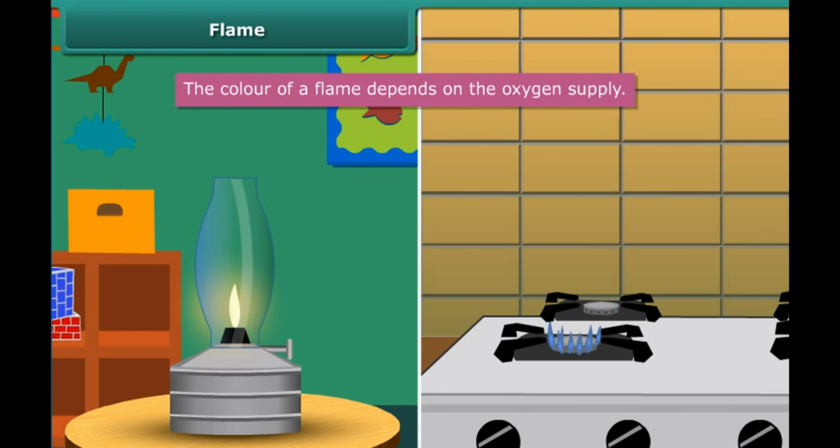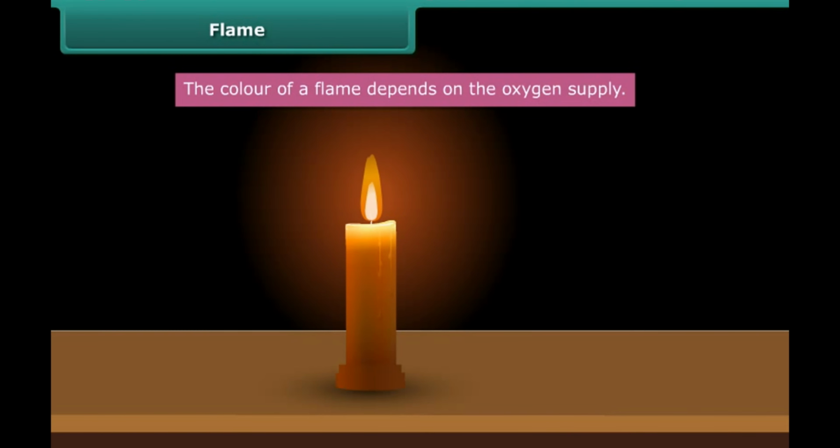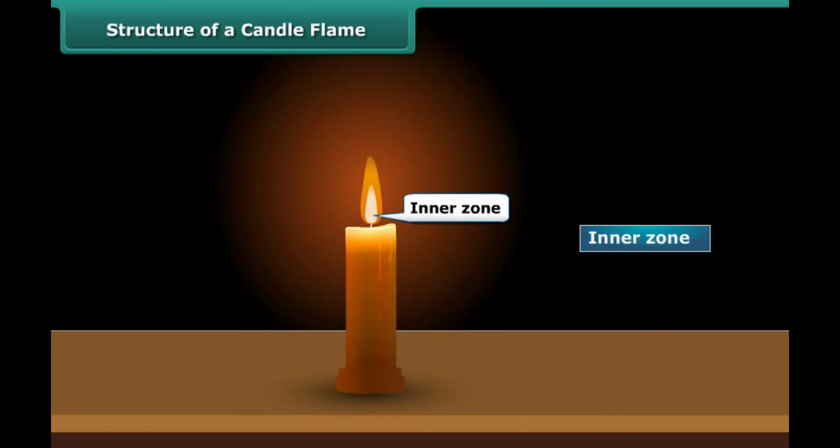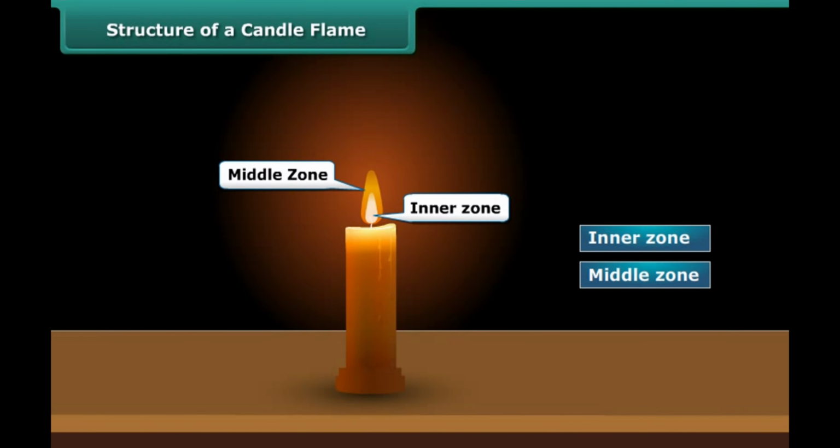Do you know how these flames are obtained? When we burn the candle with a matchstick, the heat of the matchstick melts and vaporizes wax, which rises through the wick and forms flame. A candle flame can be divided into three regions: inner zone, middle zone, and outer zone.